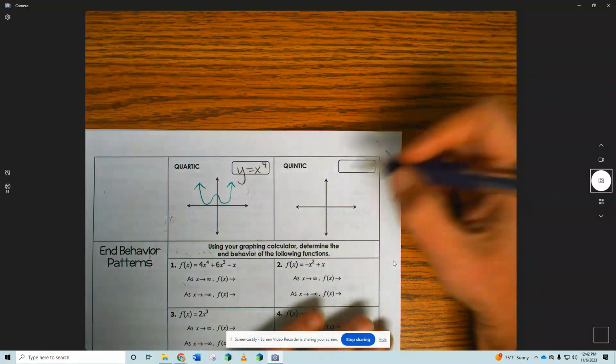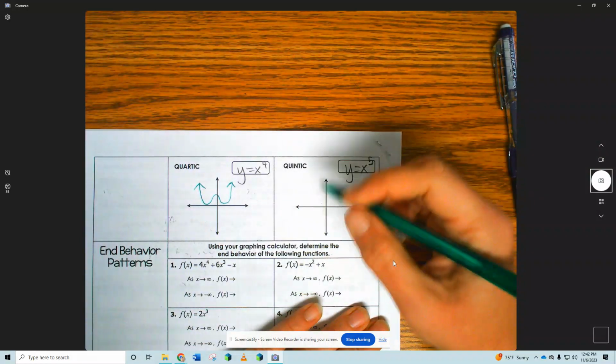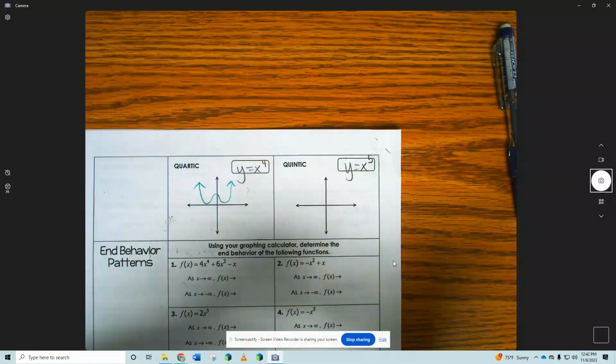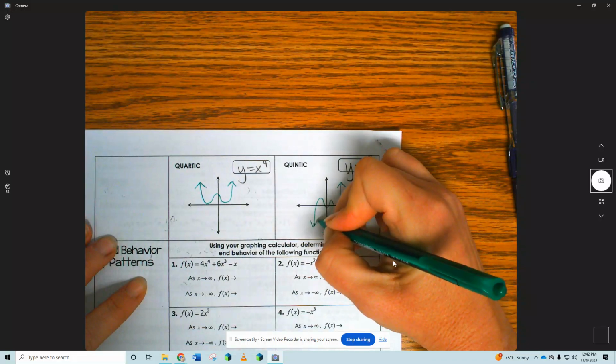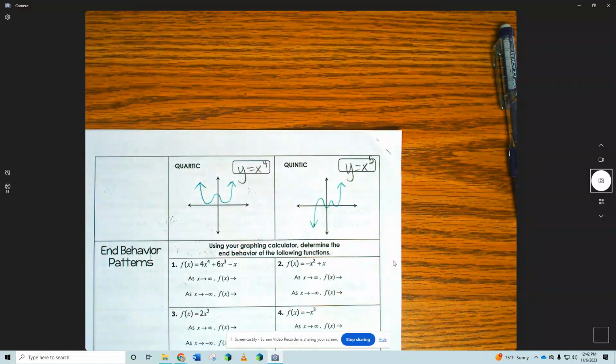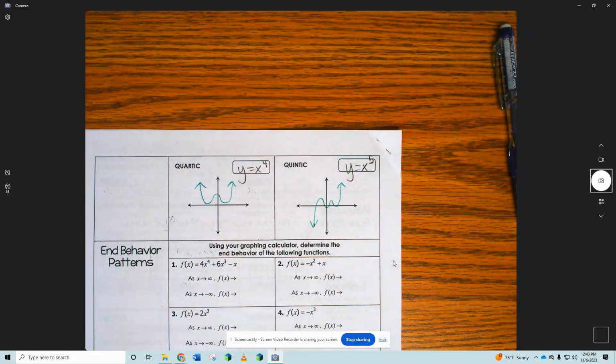Quintic, 5th degree. That would be odd. It looks odd. Because it is, and it has some bends in the middle. Okay. So, because you look at the exponent. The exponent tells you what happens in the middle. So, the rest of this worksheet, all the missing problems are homework. I'm going to stop the video.